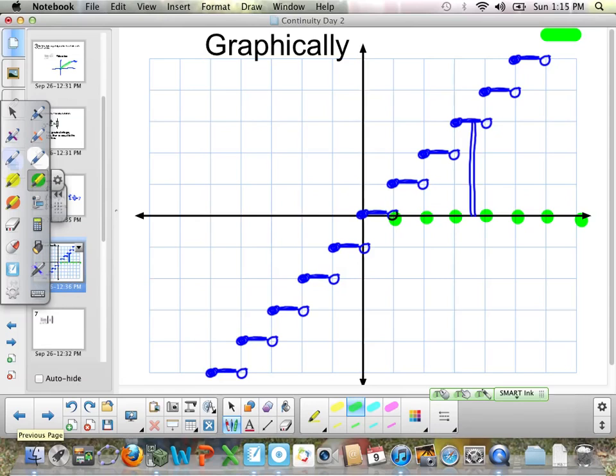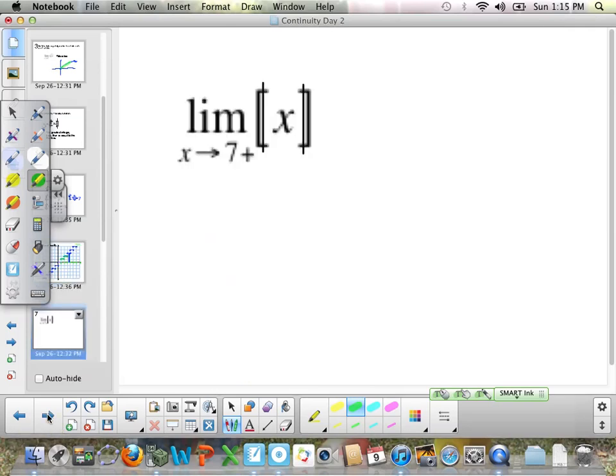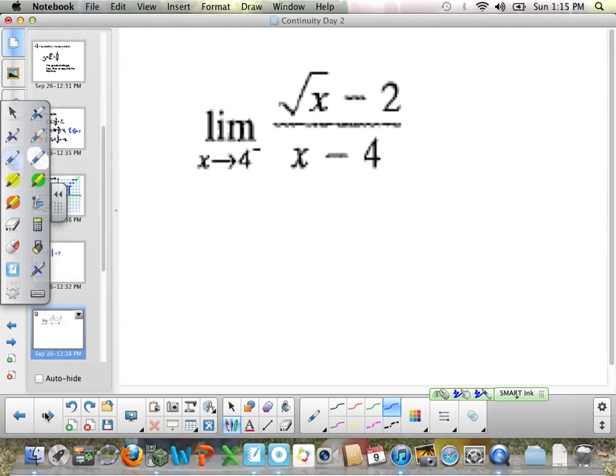If you look at 1 from the positive side, we approach 1. 2 from the positive side, we approach 2. So the limit of the step function as x approaches 7 from the positive side is 7, because we always round it down to that 7.